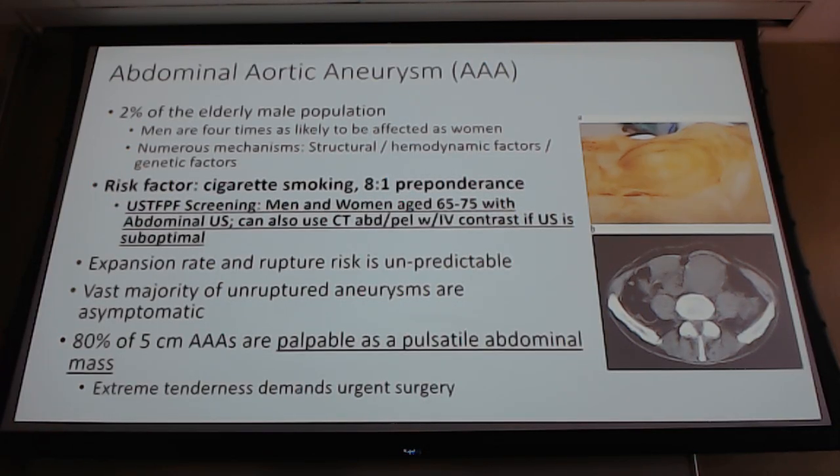USPSTF does actually recommend screening, preventative screening. This is one of them. If you have a male or female age 65 to 75, and they smoke, you can screen them with an abdominal ultrasound, or if they are morbidly obese, or the ultrasound comes back suboptimal, you can get a CT of the abdomen and pelvis with IV contrast to see if it's there.